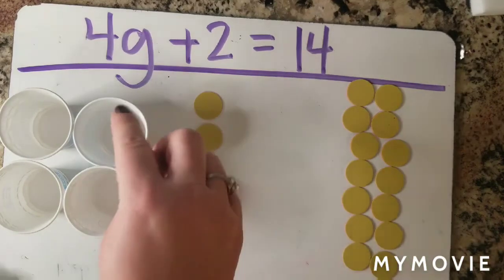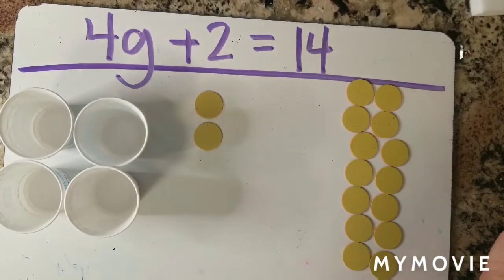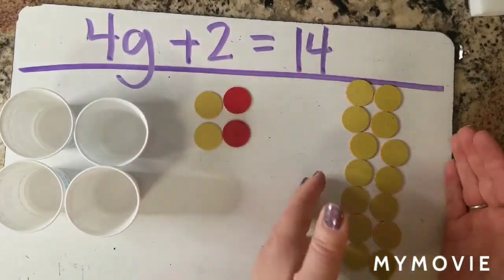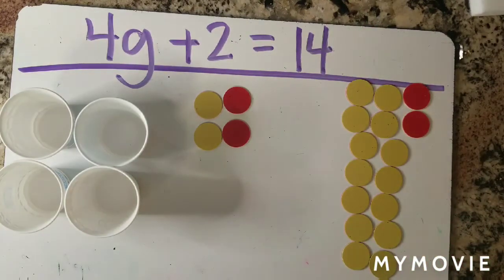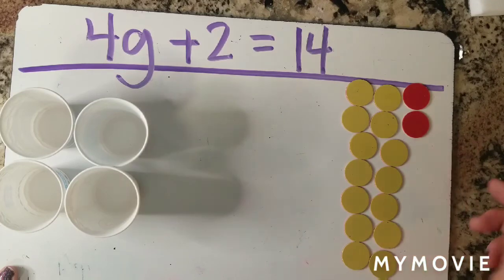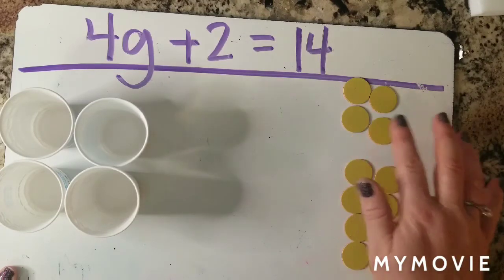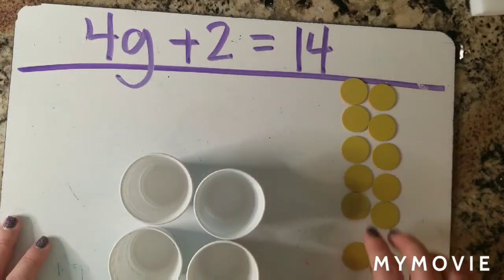So in order to get our G by itself, we have to get rid of this 2 first. So in order to get rid of that 2, we do the additive inverse, which would be negative 2. And if we do it to this side, we have to do it to this side. Negative 2. Now we can remove our additive inverses. Get rid of these. And we also have additive inverses on this side this time, so we get rid of those.